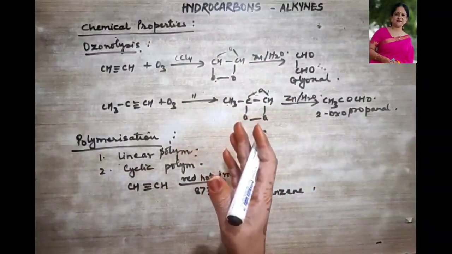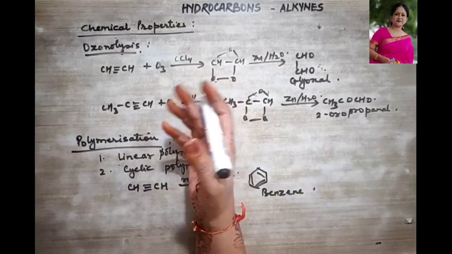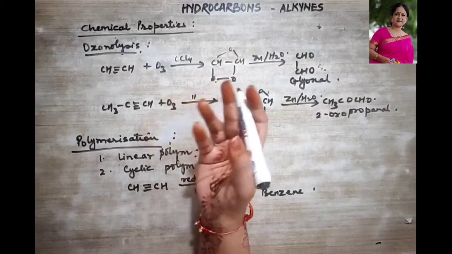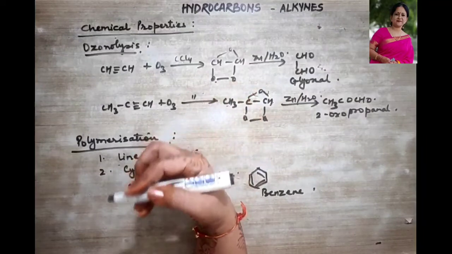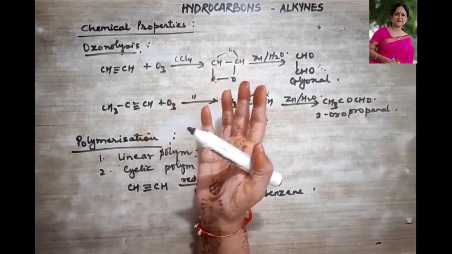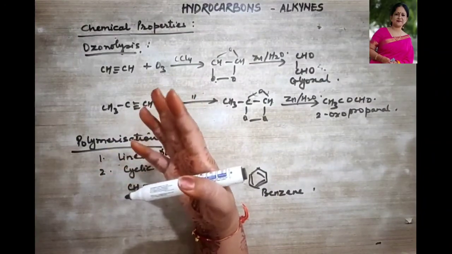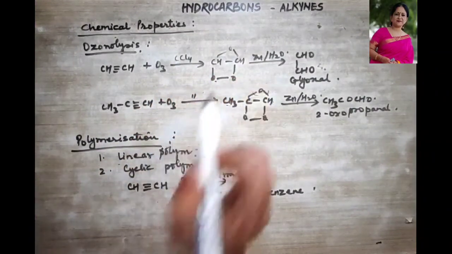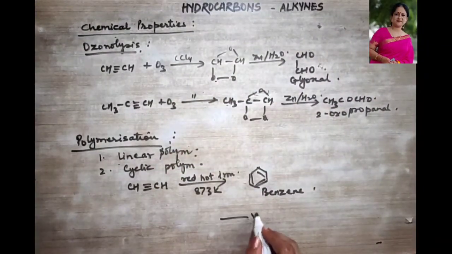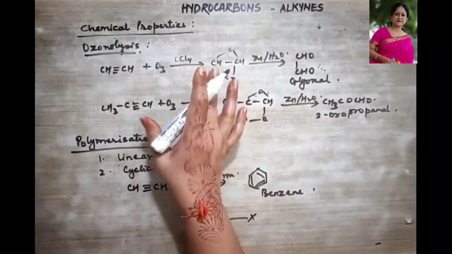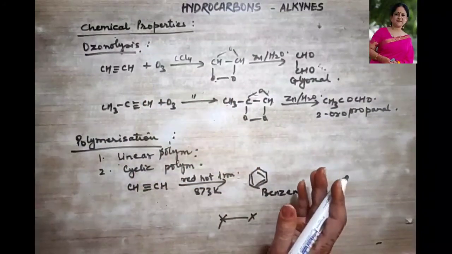Some of the uses of alkynes, like acetylene: they are used for illumination in lamps, as we have already studied in oxyacetylene welding, for artificial ripening of fruits and vegetables, for the manufacture of acetaldehyde and acetic acid, for preparation of synthetic rubbers, plastics, etc. So these are some of the uses of alkynes. With this we finish off with alkynes. Next we are going to study aromatic hydrocarbons, that is arenes, in the next video. Thank you.